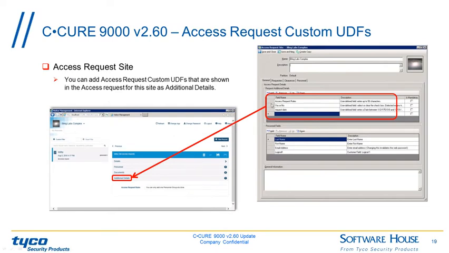So again, here's the example. You have these 3 user-defined fields, and they're going to show up on the application under additional details. Okay, so in this case, there's only one showing.